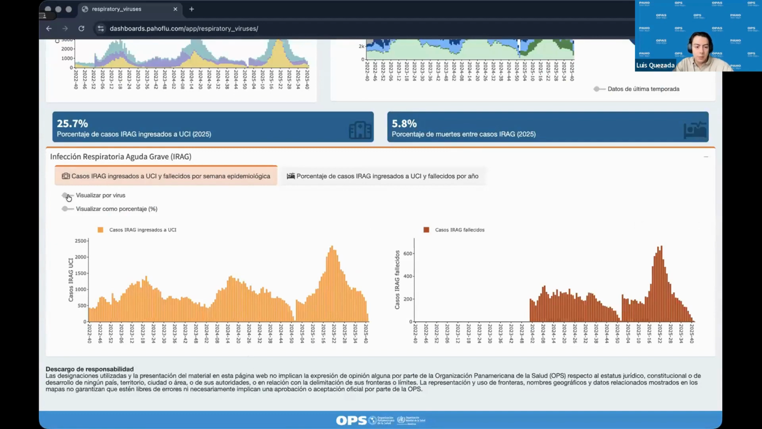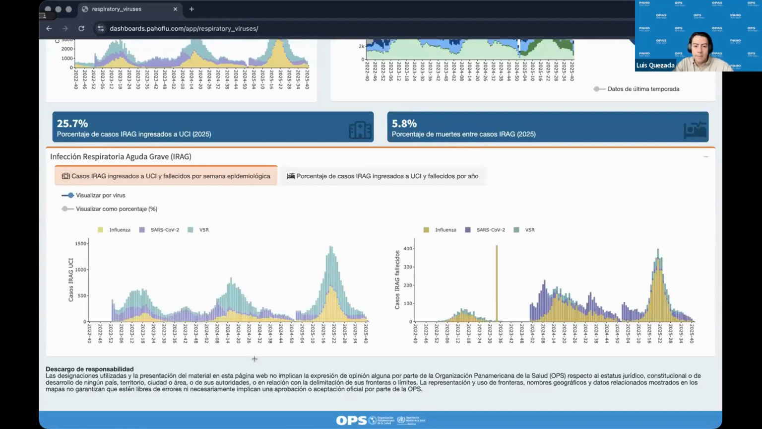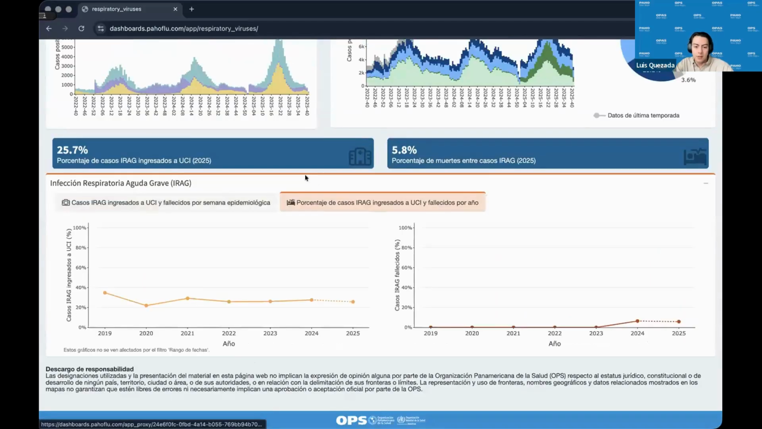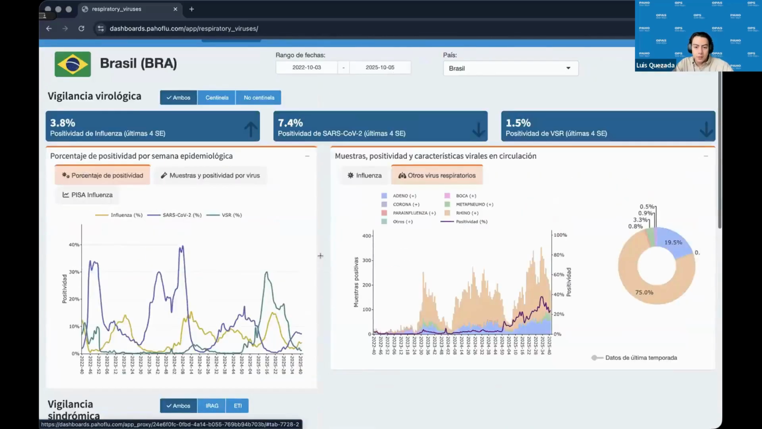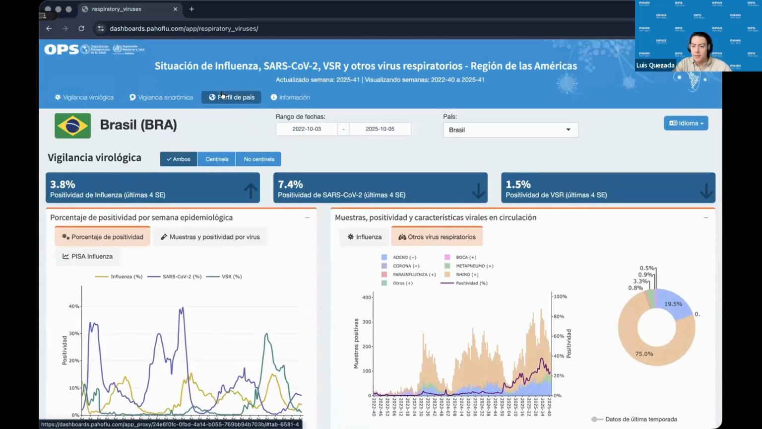And we also have data for epidemiological week by virus, and we also have the historical and how these percentages have changed in the blue boxes over years, over time. This concludes the country profile, and the idea, let me say it again, is to be able to see and integrate the previous sections.